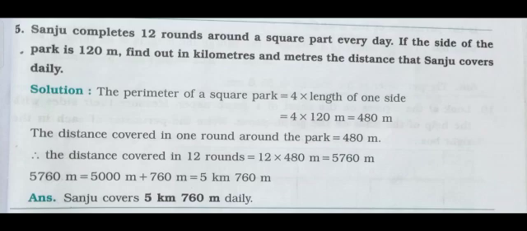So that is equal to 5000 meter plus 760 meter. So 5000 divided by 1000, you will get 5 kilometer. So 5 kilometer and 760 meters. So Sanju covers 5 kilometers 760 meters daily. Okay.